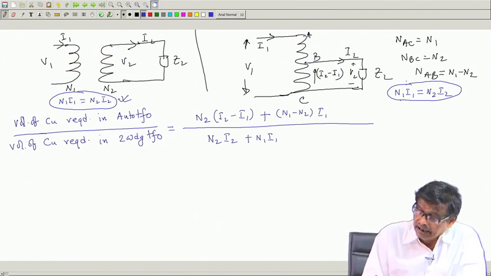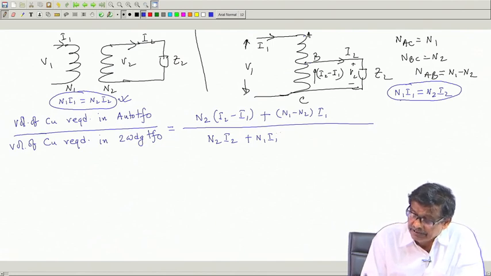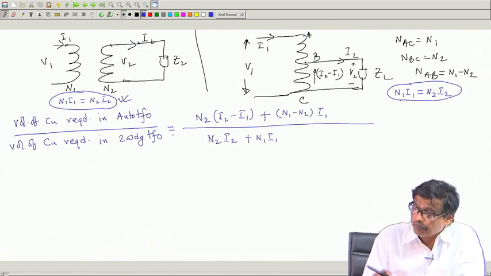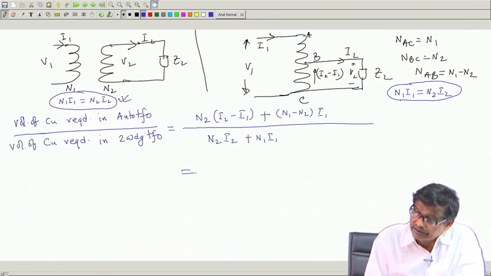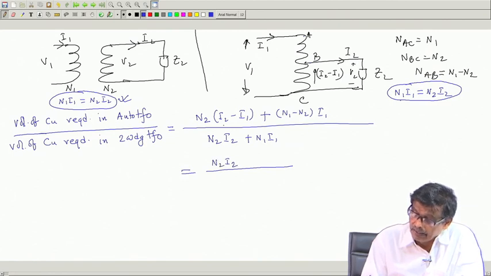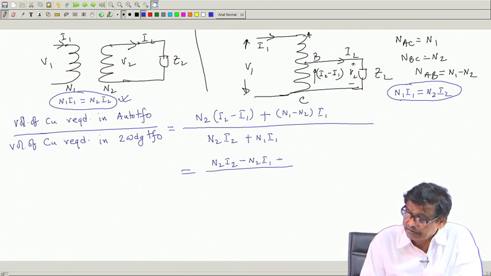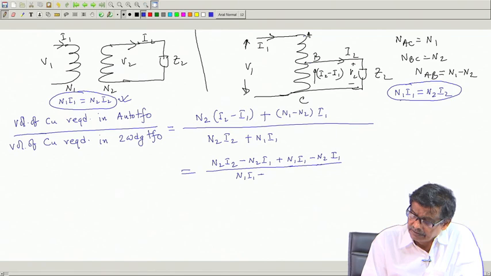Okay. Then that constant of proportionality will be the same, that will cancel out, it is proportional mind you, and I am taking the ratios. Okay. Then what you do is this, the numerator is N2 I2 minus N2 I1, just open the brackets, plus N1 I1, and this will be minus N2 into I1, and below it is N1 I1 plus N2 I2. This is the thing.